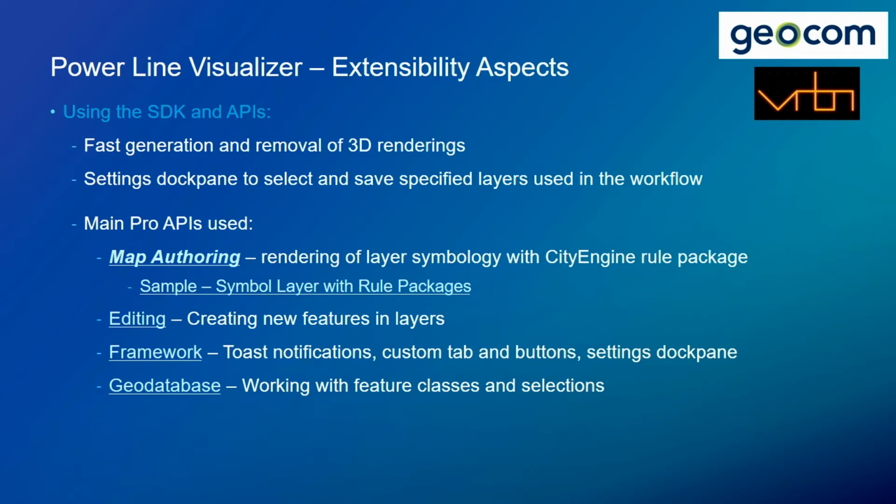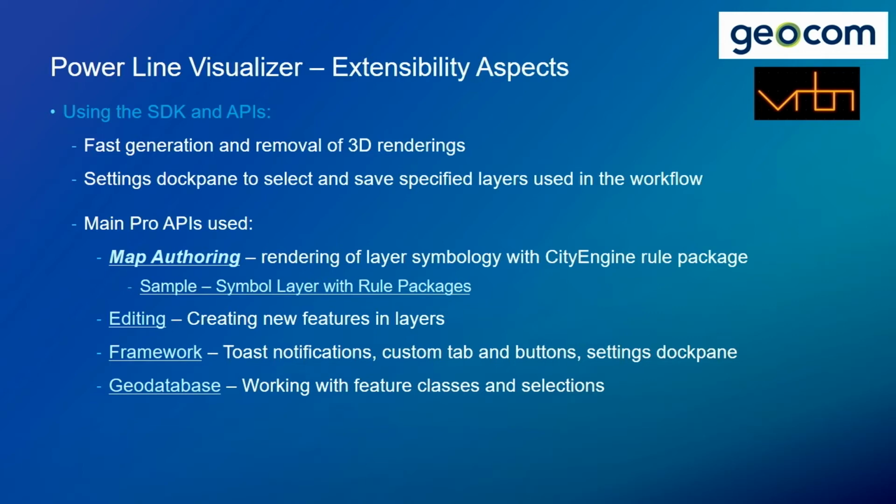So they had taken a look at the APIs that were used. The map authoring API allowed for that rendering of the layer symbology with the CityEngine rule package. We actually do have some resources that are available online for this: our map authoring documentation, the Pro Concepts page, as well as a community sample that's out there right now, symbol layer with rule packages, so that you could actually try some of this functionality out yourself and with your own CityEngine rule packages.